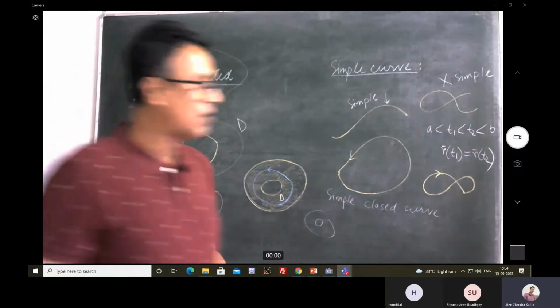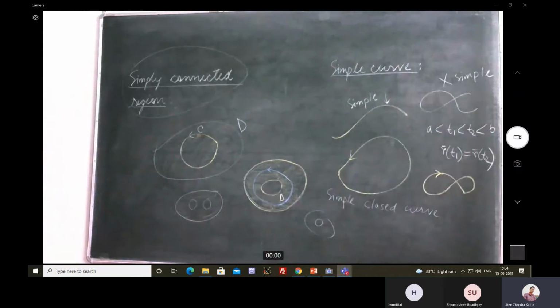Okay. So now what I'm going to do is simply run through this slide, and I'm going to show you the theorems related to that.